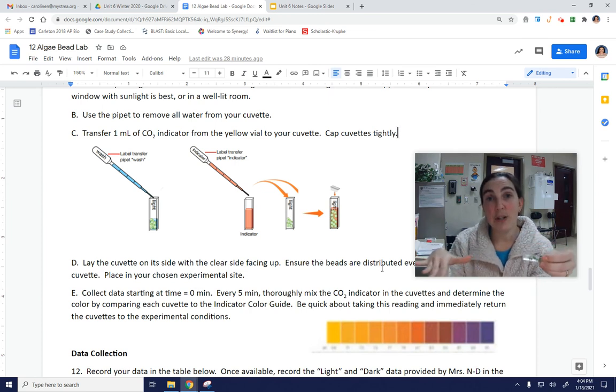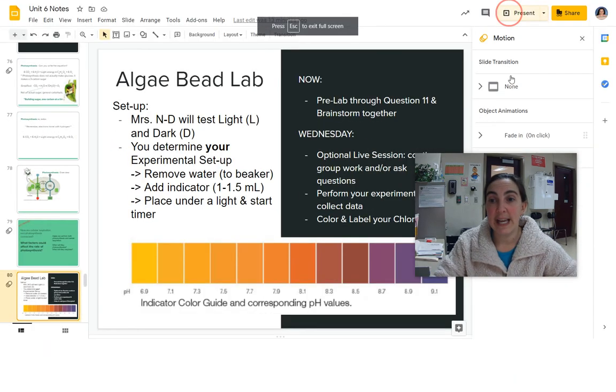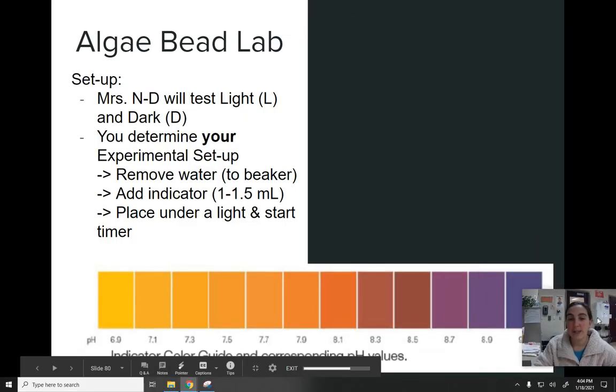When you set it in your experimental condition, you'll start your timer. And then every 5 minutes, you're going to compare the color of the indicator in your cuvette with your color guide right here, keeping in mind that this very last color here should be a nice dark purple instead of a blue. And record the pH as closely as you can in a data table. We will be looking at this data again on Friday. So let me just pull this back up and move myself out of the way.